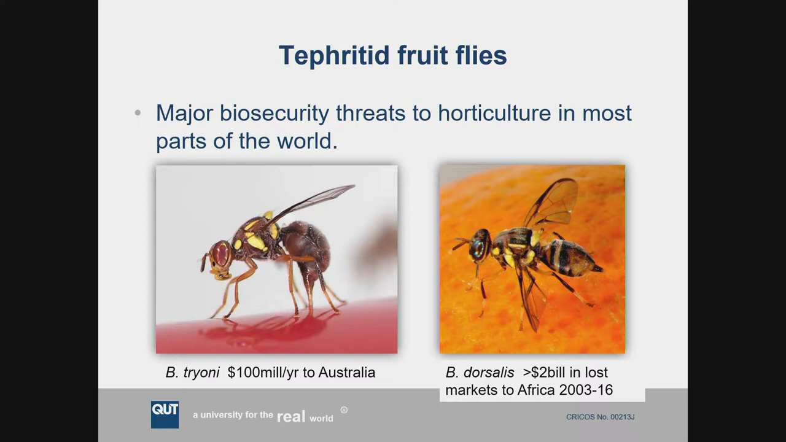So just a very brief background. Anyone who's been through more than one science exchange knows fruit flies, but I just need to set the scene. Fruit flies are the major biosecurity threats to horticulture in most parts of the world. Just some big numbers. Queensland fruit fly, rubbery figures, but approximately $100 million per year to Australia. Harder figures, the invasion of Bactrocera dorsalis into Africa, first detected in 2003, but probably there for two years, probably prior to that. It's estimated between 2003 and 2016 to have cost more than $2 billion to Africa simply in lost markets. There's no direct cost of production, nothing else, that's just lost market opportunity. So these animals can cause very significant damage.